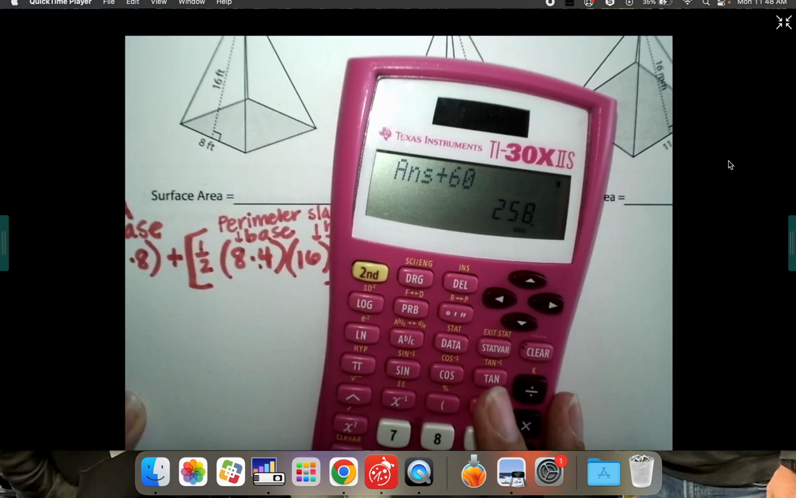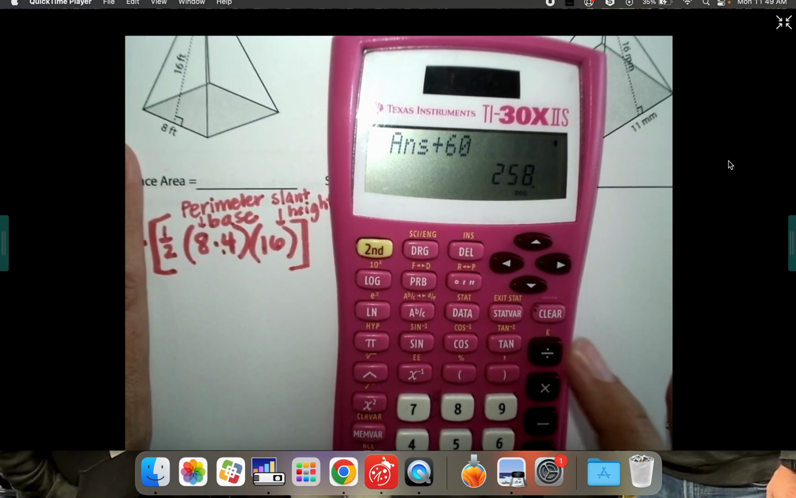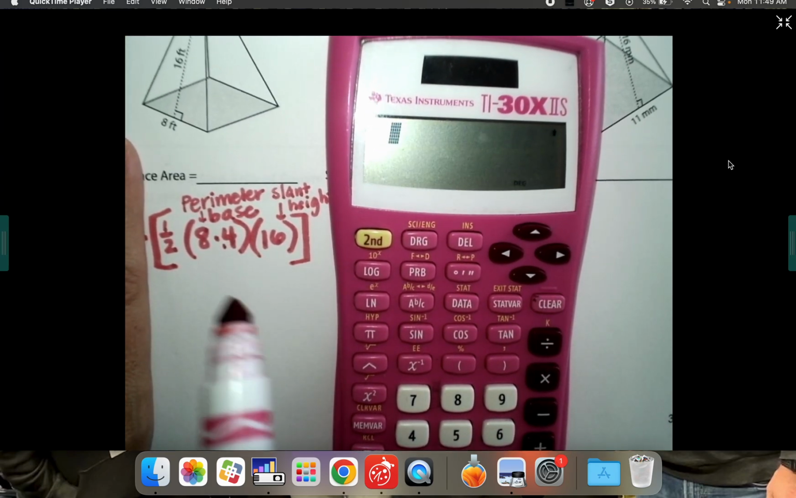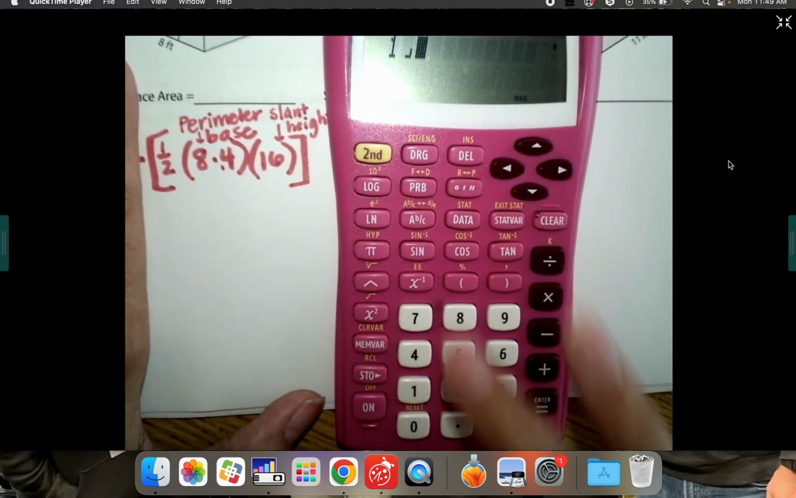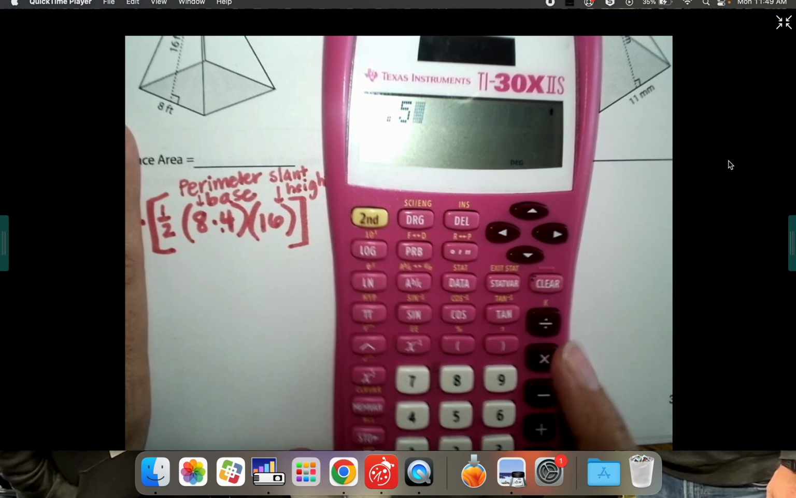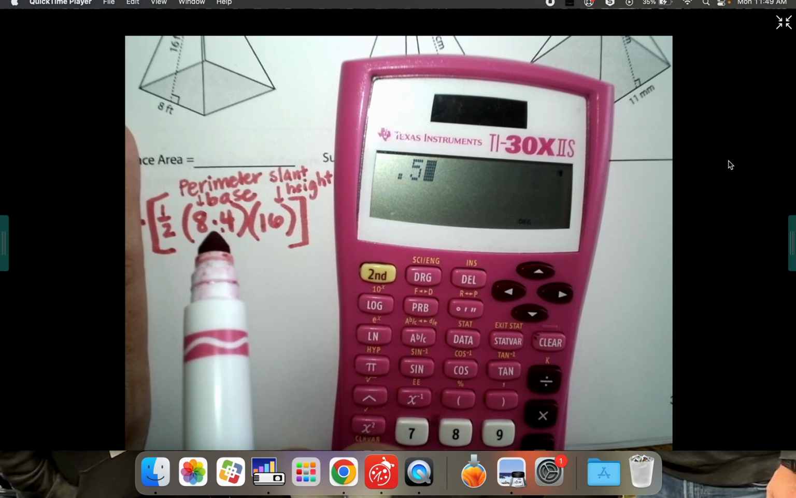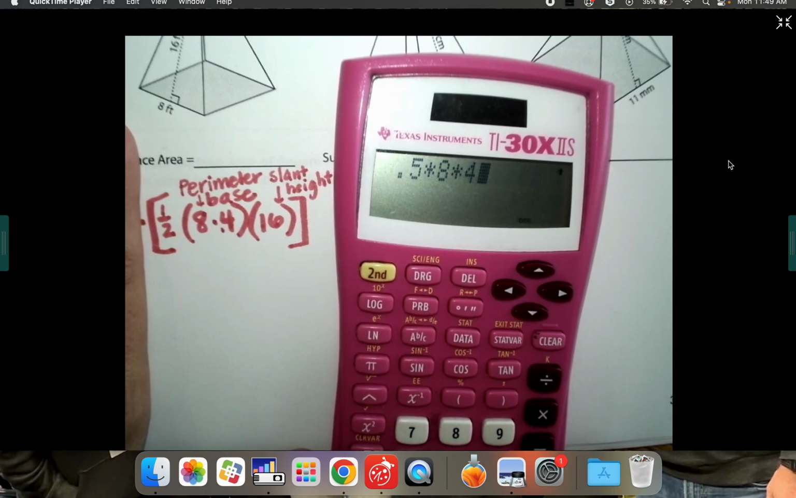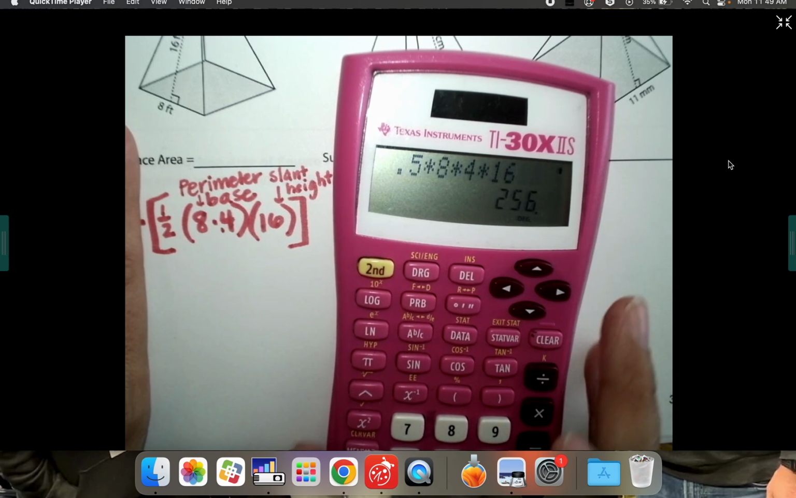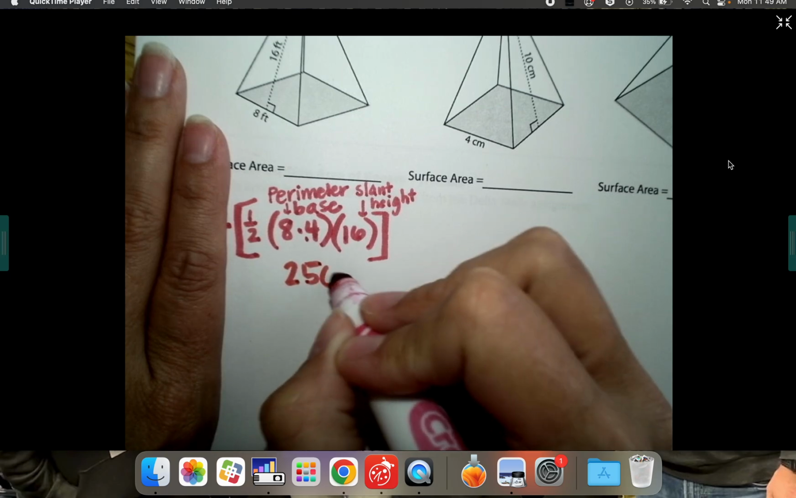Okay, I'm just going to use my calculator, and I'm going to ignore this first part. So I just want to do, oops, sorry, clear. Half, you can put in half as a 1 ABC button too, that's half. Or if you'd rather do 0.5, 0.5 is the same thing as half. So 0.5 times 8 times 4 times 16. And we get 256. So this whole first part is 256.